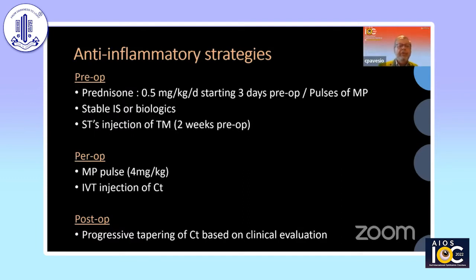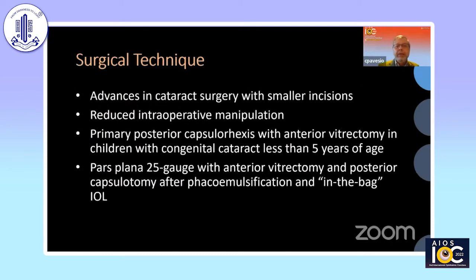But again, I mentioned the issue of using devices in the eye, requiring a 2-week pre-op period to guarantee the best level of protection. The surgical technique has also improved, so less manipulation, better control of what happens in the eye. Sometimes doing a primary posterior capsulorhexis, the patients are very young. Some degree of partial vitrectomy with anterior vitrectomy can be done as well to try to reduce the potential involvement of the vitreous and the creation of cyclitic membranes.